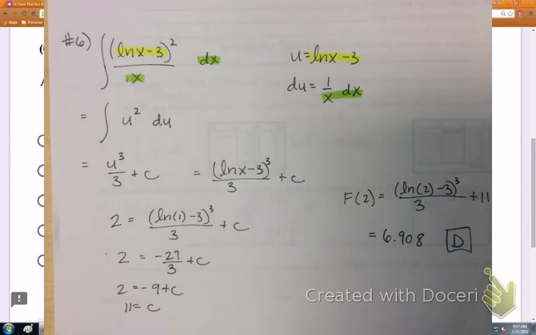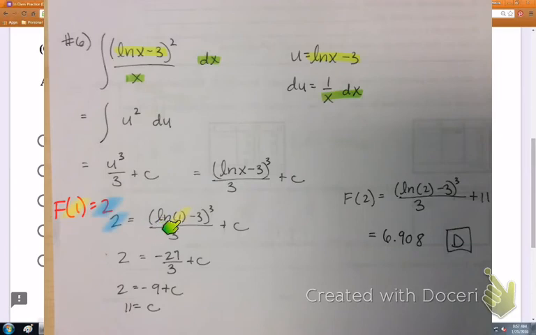And they gave us this initial condition. Let me write this right here. They said f of 1 equals 2. So that's where this initial condition comes in. 1 is right here, and 2 is right here. So the function should equal 2 when x equals 1 is what this initial condition says. So I plug in 2 for the function, 1 for x, and I simplify.